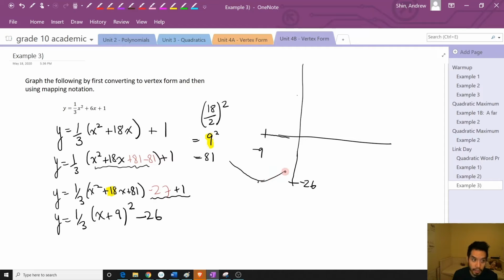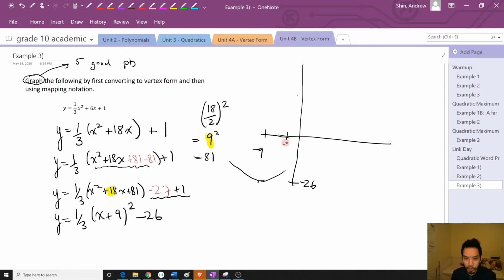This is just sketching, but they want the graph, so we need exact points. I can't just do this. I need exact points. They want 5 good points when they're asking us to graph. I have only found 1 good point. So going back to my original statement, Mr. Shin, we can always just graph by plugging in random values like -2, -1, 0, 1, and 2.